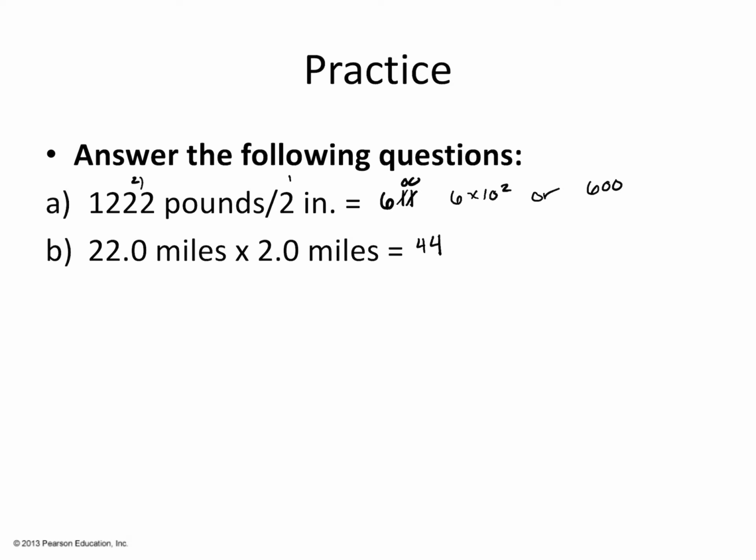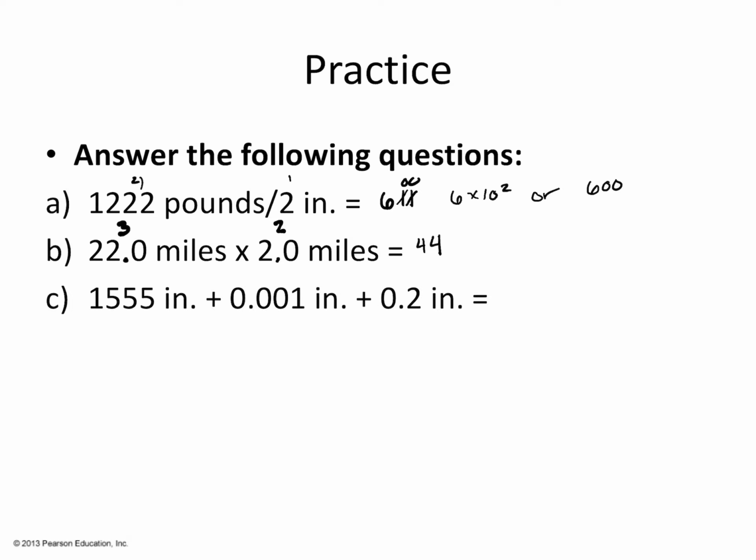How many sig figs is 22.0? 1, 2. Okay, there's a decimal, then the 0. So this counts. This is 3 sig figs. The 2 has 1 sig fig. So I want 1 sig fig... actually, 44 is 2 sig figs. I am finished because I'm multiplying.